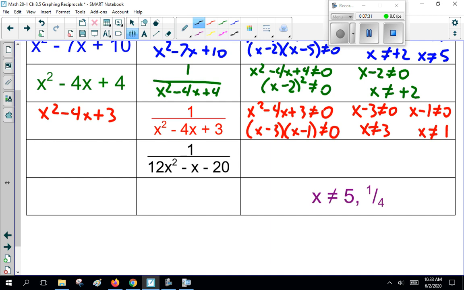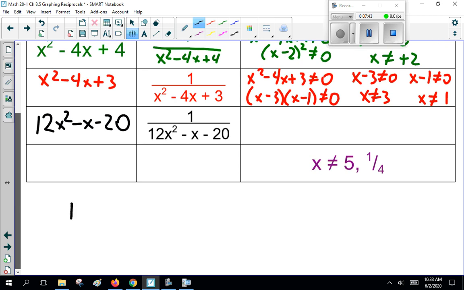1 over x squared minus x minus 20. Well, the original function is 12x squared minus x minus 20. And, oh, poopy, I've got to factor that. Okay, well, you guys can just look at it and go, oh, that works. So 12x squared minus x minus 20.